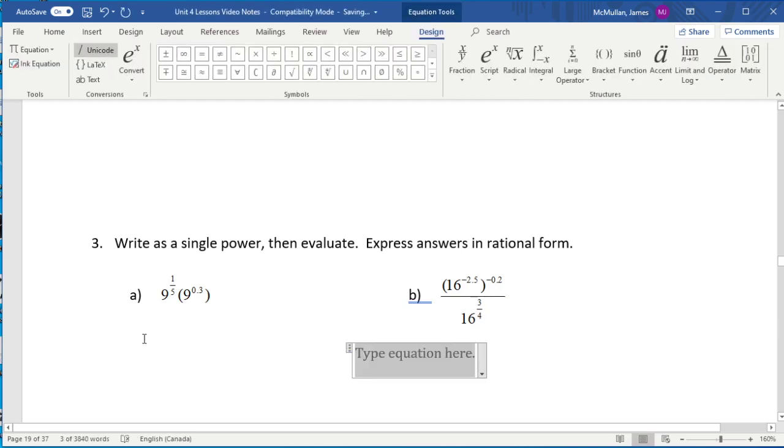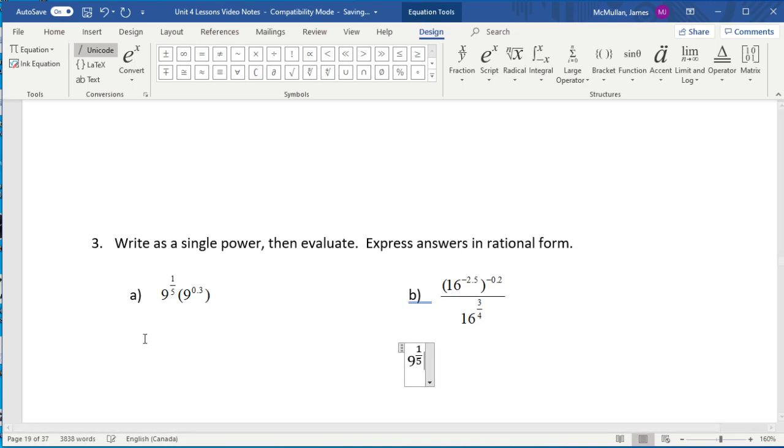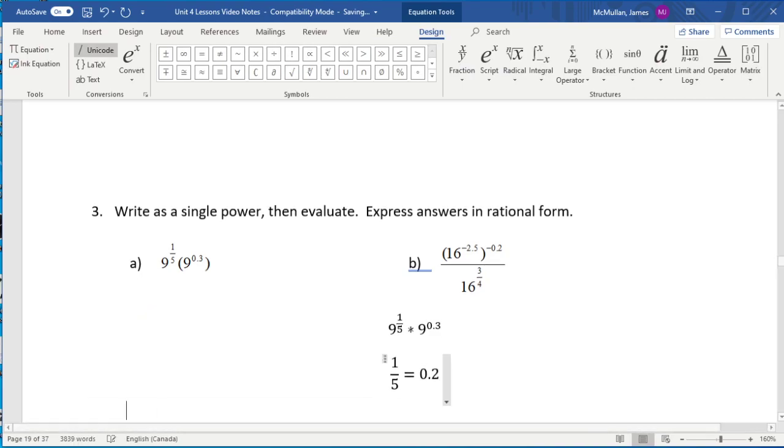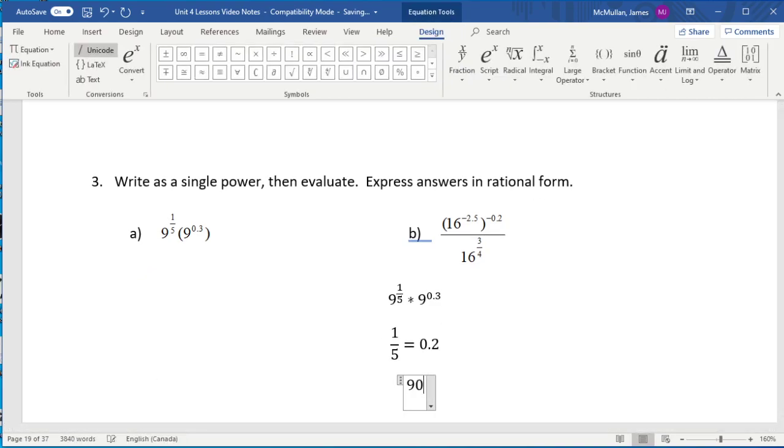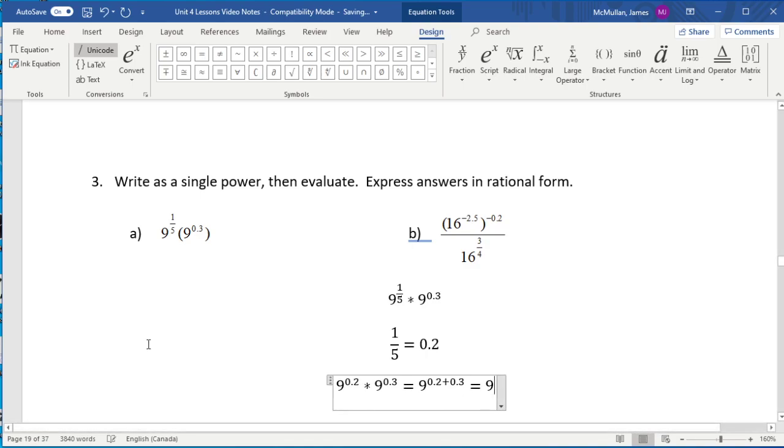Okay, I'm supposed to take 9 to the power of 1/5 and multiply that by 9 to the power of 0.3. Well, I know that when you're multiplying powers together, and by the way, 1/5, let's just write this down on the side, 1/5 is 0.2. So 9 to the power of 0.2 times 9 to the power of 0.3 is equal to 9 to the power of the two numbers added. Right? You know how to add 0.2 and 0.3, it's equal to 0.5.